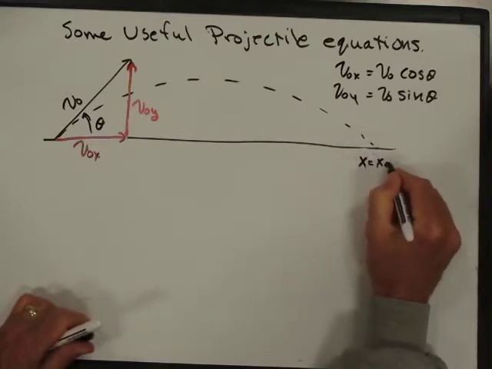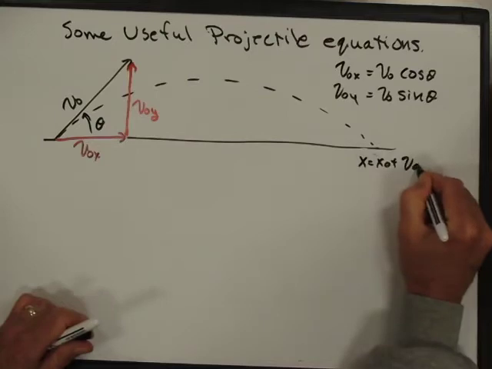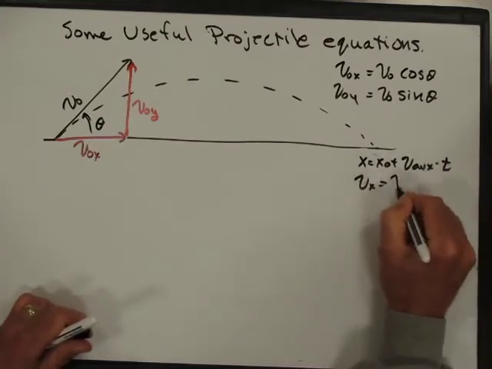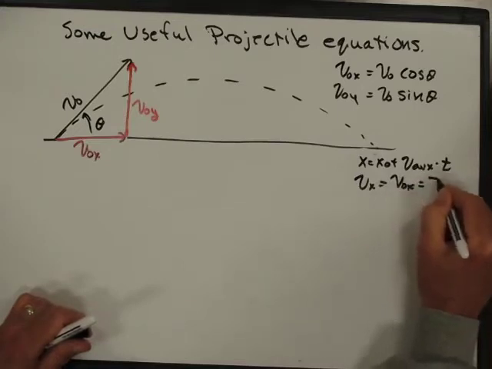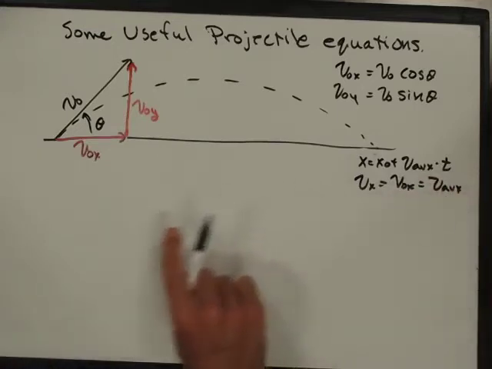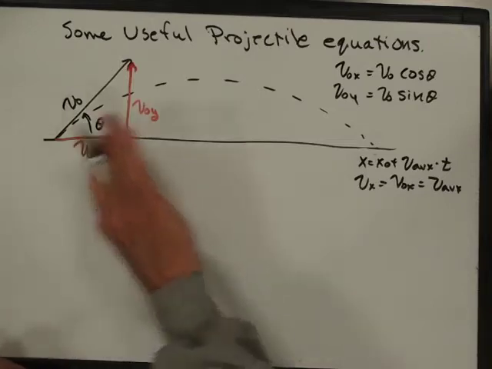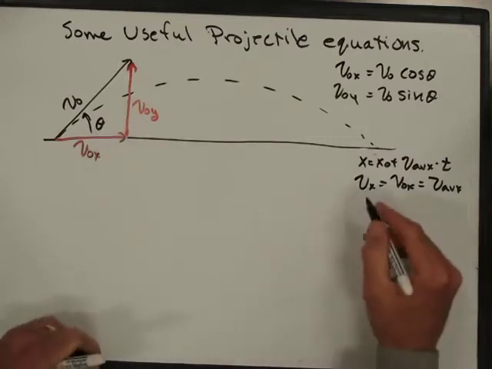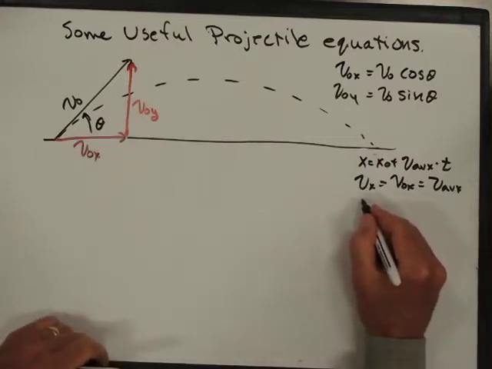X equals x naught plus v average x times t, and then vx is equal to v naught x is equal to v average x. The x velocity never changes for a projectile because there's nothing pushing on it or slowing it down. It's only gravity that affects the y direction. And then we've got the y equations.